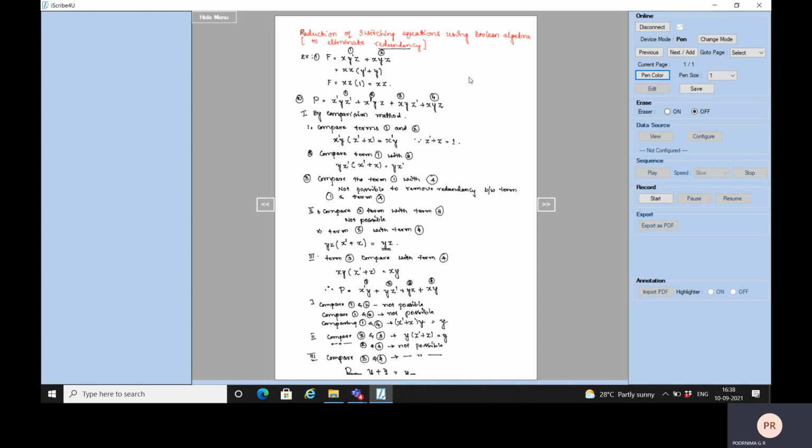Okay. So this is how a reduction of a switching equation will be done using Boolean algebra.